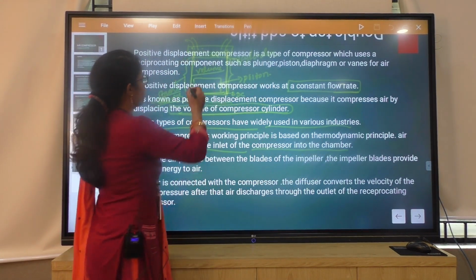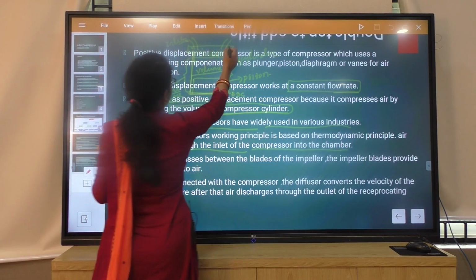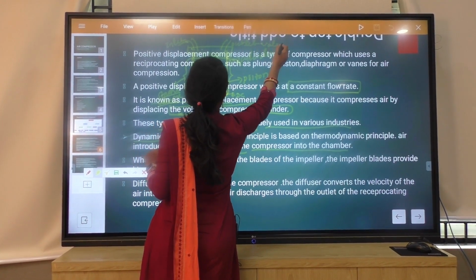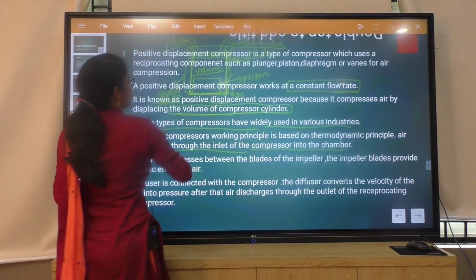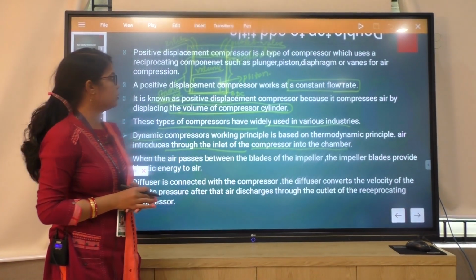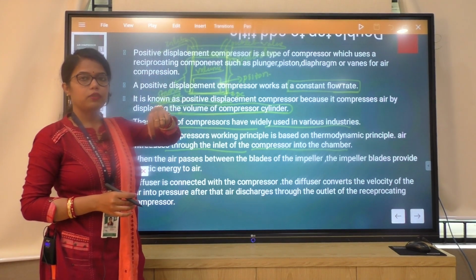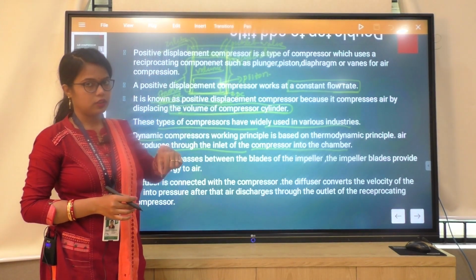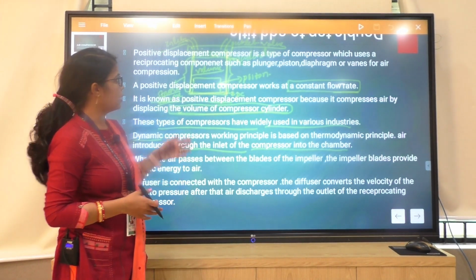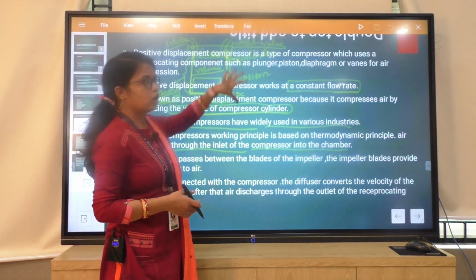I was telling you about the valves, that is the inlet valve and the outlet valve. There are two openings, one is the entry and another is the exit. One is the inlet valve and another is the outlet valve. Through the inlet valve, air is entering into the cylinder, and after that it is compressed inside the cylinder, and after the compression it will exit the cylinder through the outlet valve.